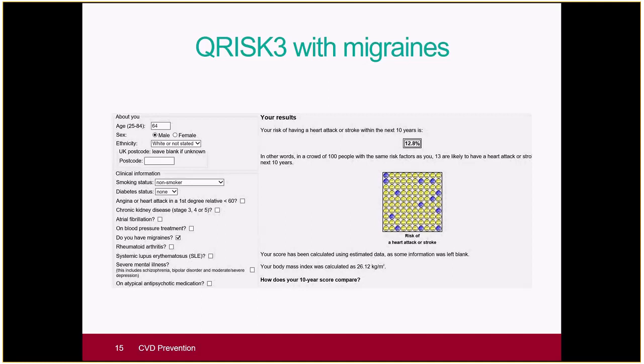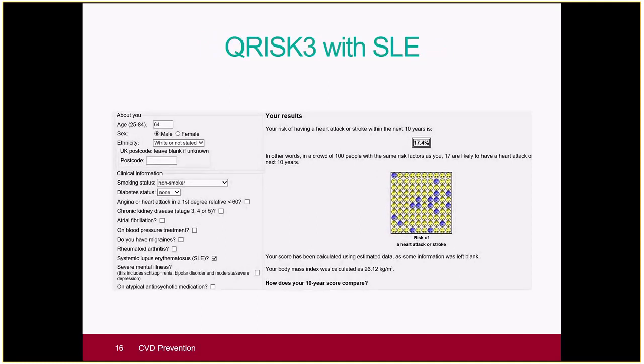But instead of migraines, what happens if he had lupus? Now, of course, lupus is not necessarily the most common condition of a man aged 64, but I just wanted you to see what, again, that does. Lupus is one of the things that will significantly increase your cardiovascular risk when it comes to QRISK. And so it's now pushed this chap's QRISK up to 17.4.